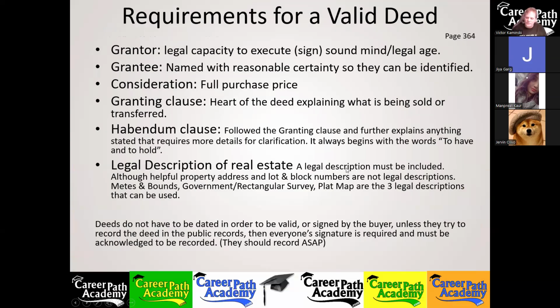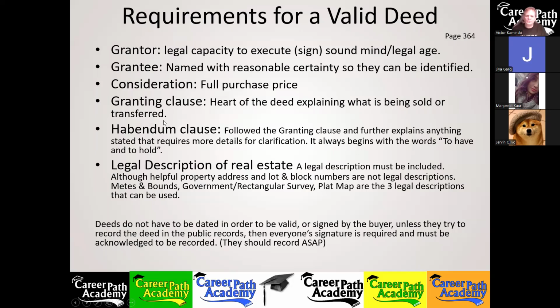So now we're going to go over the anatomy of a deed, the different parts of a deed, the things that have to be added into deeds. So just like any contract, you have to have a grantor that has the legal capacity to execute the deed. They got to be of sound mind and legal age. The grantee has to be named with reasonable certainty that they could be readily identified. There has to be a consideration stated, which is the full purchase price that the parties are giving and receiving from each other. The granting clause is the heart of any deed. It explains what exactly is being sold or conveyed or transferred there.